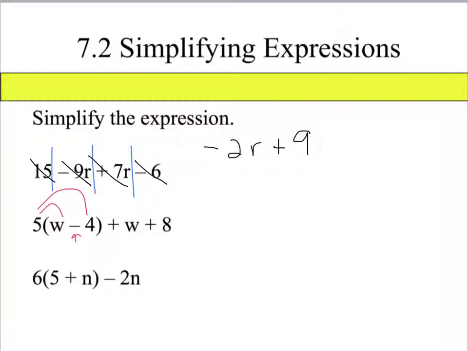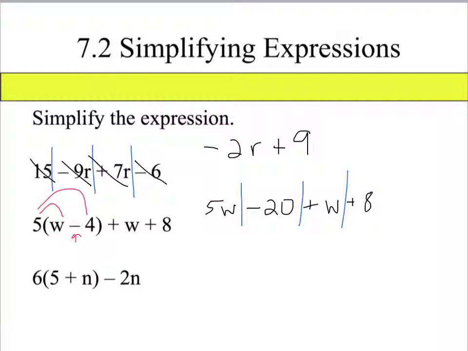Don't forget that subtraction sign makes it negative. So it's 5 times w, 5 times a negative 4, and you will get 5 times w is just 5w minus 5 times that 4 is 20. And now I still have the plus w plus 8. From here, how do I make it simpler? How could I break this down even more to help me out in my answer? Well, I put up my dividers. When I put up my dividers, then I can see what's positive, what's negative, and I can tell you what I can combine. So, what can I combine here?